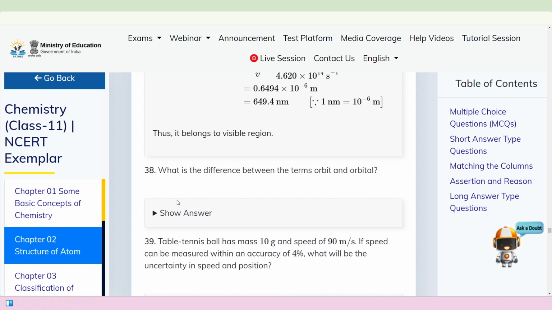Next question: what is the difference between the terms orbit and orbital? Orbit stands for the shell in which the electron is moving. Orbital stands for px, py, pz. If we simply call it p, it is the p subshell. When we say which p, px, py, pz, then that is our orbital. An orbit is something in which the electron is there. So this is the difference.